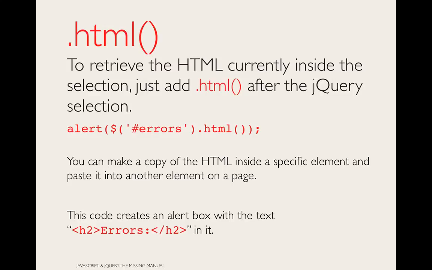Think about that. We're going a little fast, but it's pretty straightforward. We have a jQuery selector. We have a method that returns all the HTML that's in that selection, and we're throwing it into an alert box.